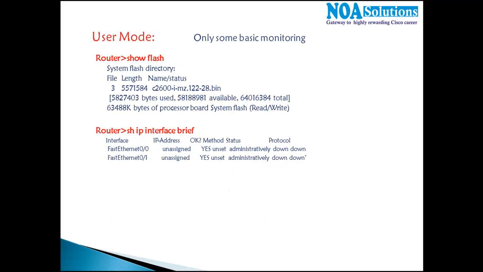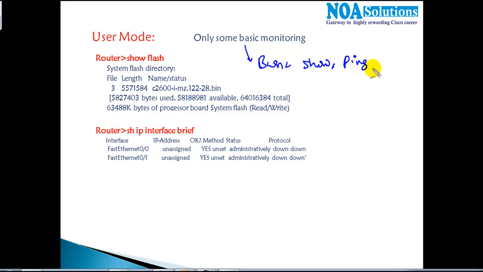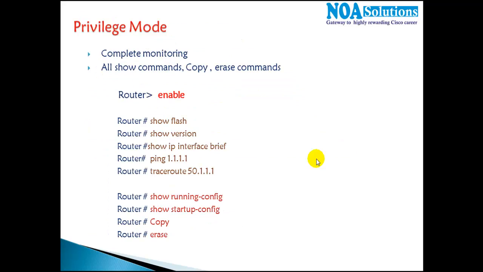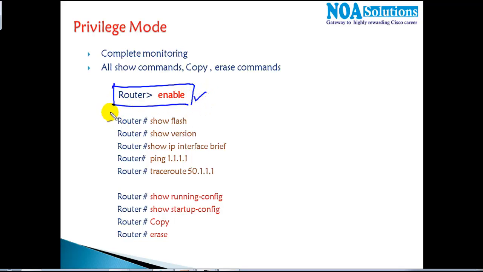So mostly this user mode will allow you to access only basic show commands, not all the show commands. In the user mode, we can only use some basic show commands and just a basic ping, basic trace, not more than that. If you want to do complete monitoring, or if you want to use all the show commands, in that case, from the user mode we need to go to the next mode called privilege mode, and for that there is a command called enable. So if you want to do complete monitoring or complete show commands, we need to give a command called enable, and once I give the enable command, it will take you to the next mode called privilege mode, and it looks like this.